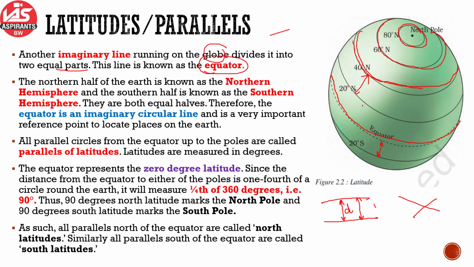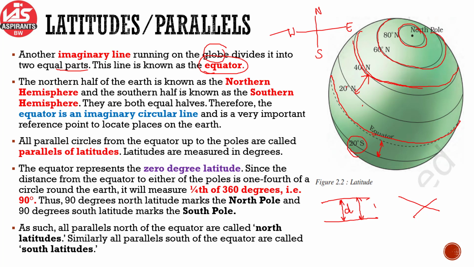Again, we will go according to directions. So what are the four directions? We have north, we have south, then we have west and we have east. So these latitudes, right, are north and south latitudes. So you can clearly see it is written here north pole, then 80 degree north, then 60 degree north, and down here it is written 20 degree south. That means we are dealing with north south directions.